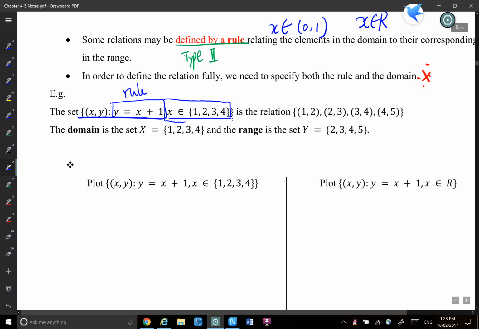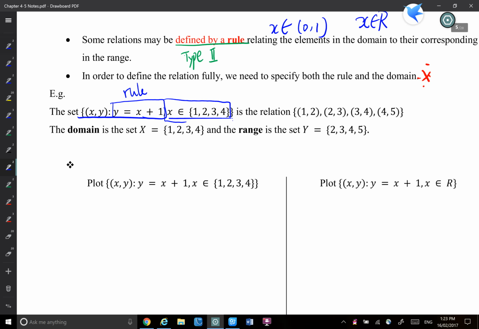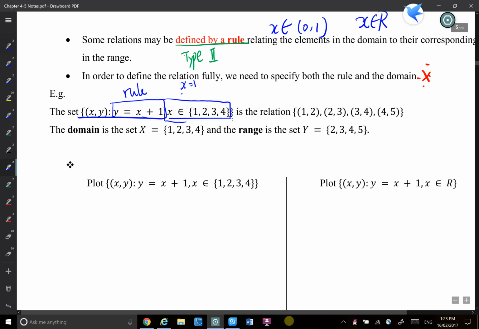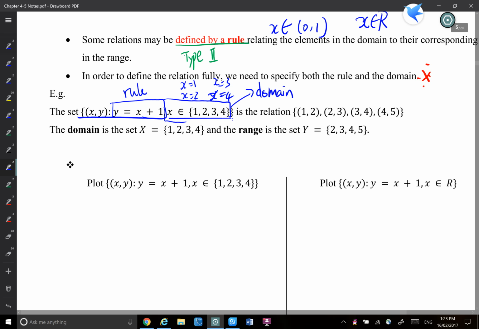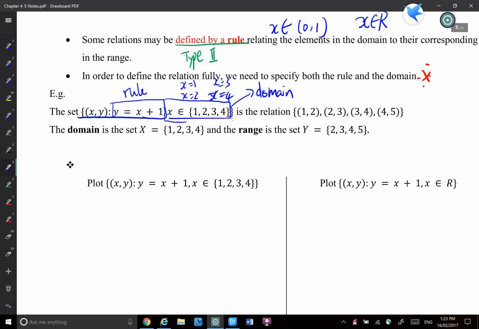X belongs to {1, 2, 3, 4}. It only gives you 4 points. Your x can only be x equals 1, x equals 2, x equals 3, and x equals 4. You can only take 4 values. This gives you the domain. X is the domain value. So this explains what the domain is, and the previous one is telling you what the rule is.